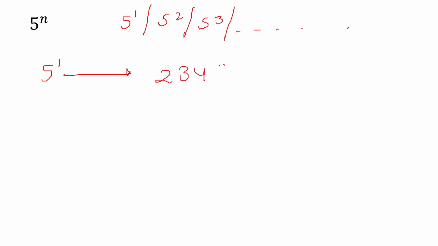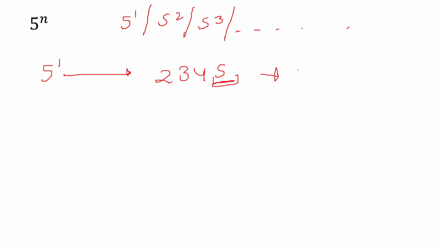A similar rule is for 5 to the power n. We know the rule for 5: if the last digit is divisible by 5, the number will be divisible by 5. Or if the last digit is 0 or 5, the number will be divisible by 5. I am just generalizing this rule. Suppose you want to check the divisibility rule of 5. Suppose this number is written there. This number is divisible by 5 because the last digit is divisible by 5.